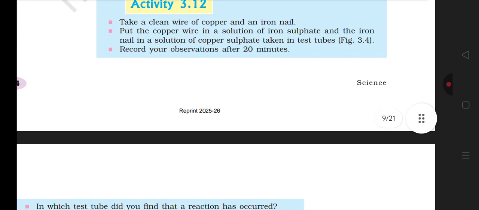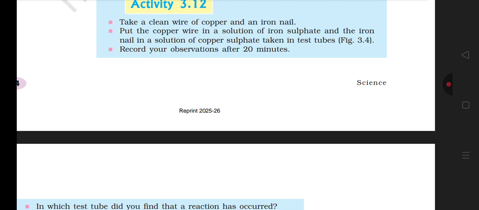So now let's do this. Activity 3.12. Take a clean wire of copper and an iron nail. Take them in test tubes. Copper wire you have to put in the solution of iron sulfate and the iron nail you have to put in the solution of copper sulfate. Record your observations after 20 minutes.